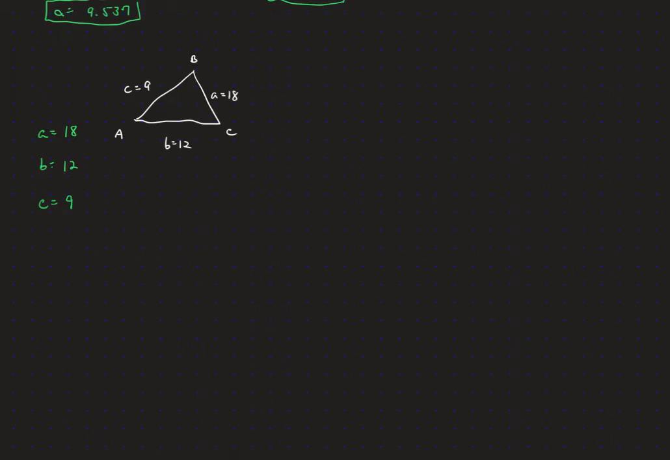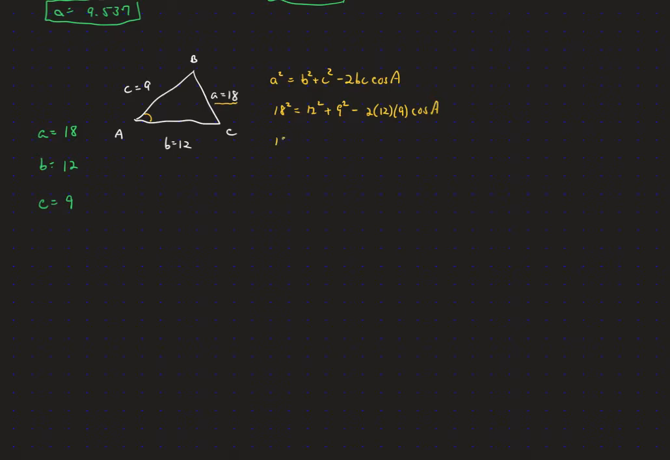We can see the biggest one is going to be angle A because that's opposite the longest side. So we're going to say a squared is b squared plus c squared minus 2bc cosine of that angle A we're trying to find. So we're going to get 18 squared is equal to 12 squared plus 9 squared minus 2 times 12 times 9 times cosine of angle A, and we're going to try to solve that for angle A.